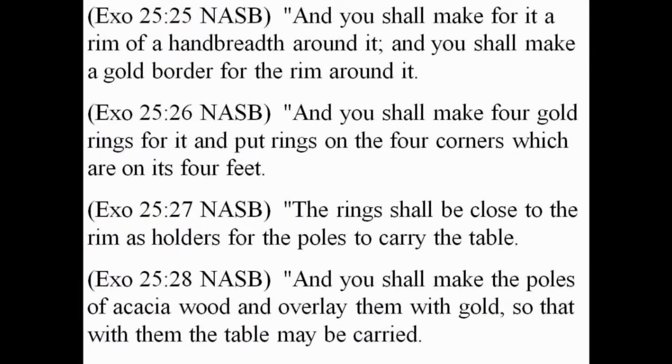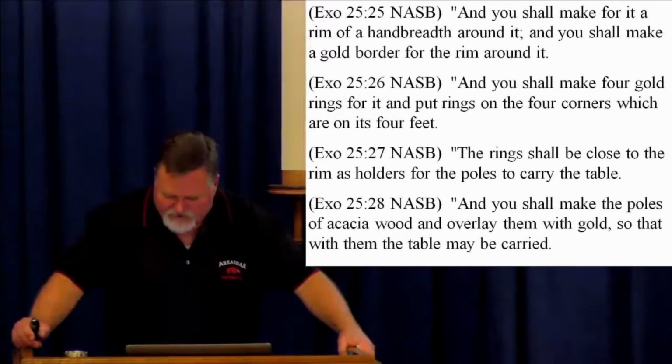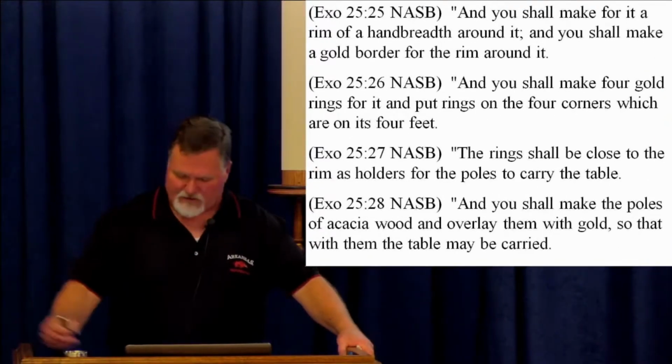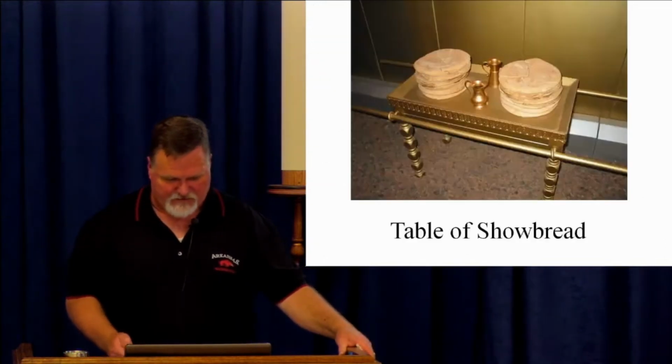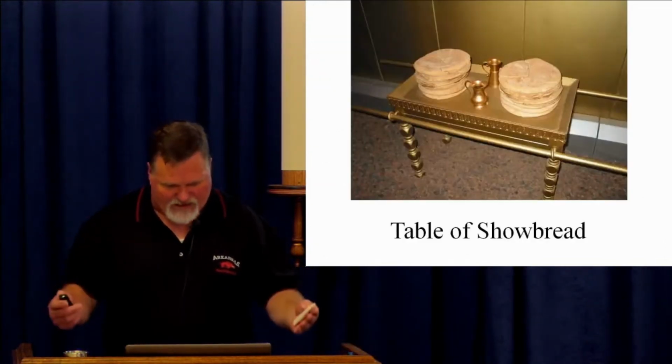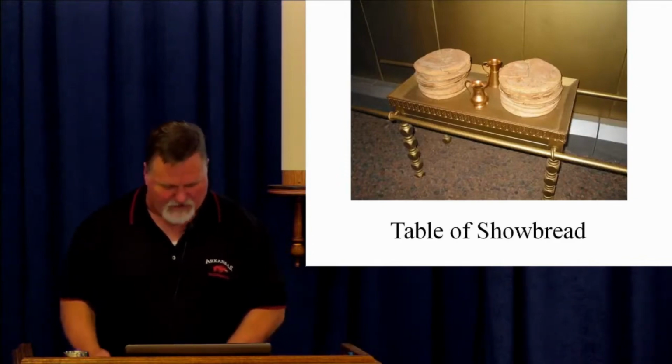Verse 25, and you shall make for it a rim of a handbreadth around it. You shall make a gold border for the rim around it. You shall make 4 gold rings for it, and put rings on the 4 corners, which are on its feet. The rings shall be close to the rim as holders for the poles to carry the table. You shall make the poles of acacia wood and overlay them with gold, so that with them the table may be carried. Okay, it had rings and staves, this table did, transported by the Levites and the priests. And that's a rendition of what they think it looked like.